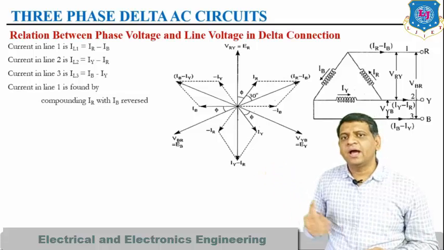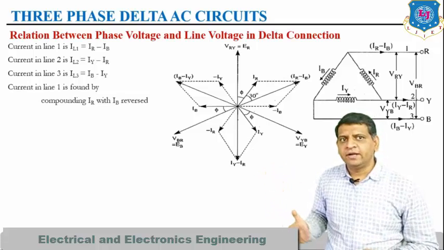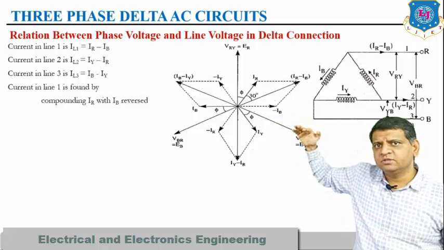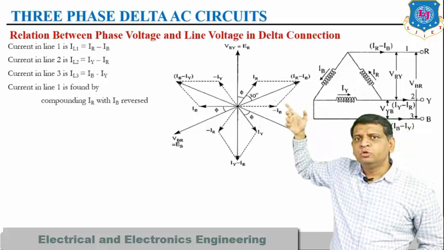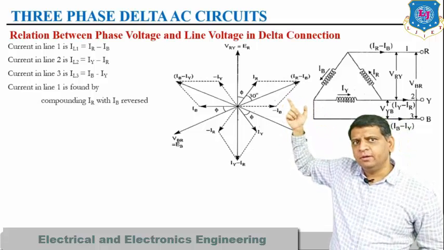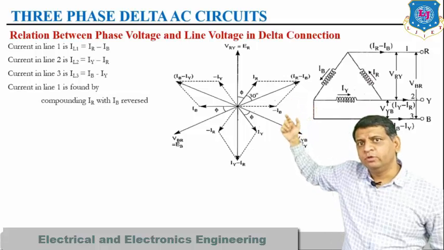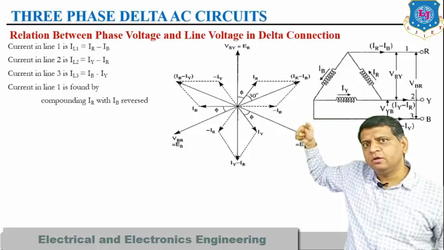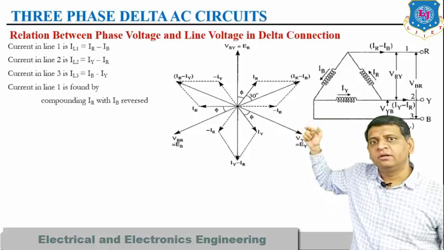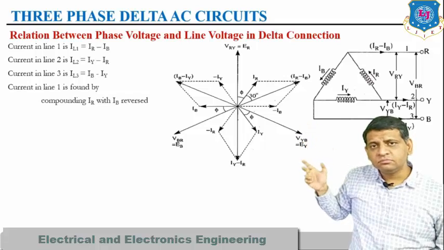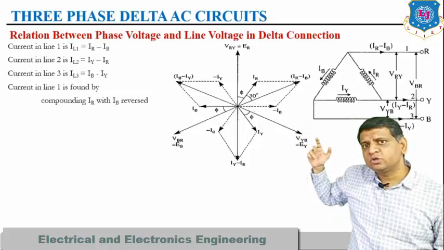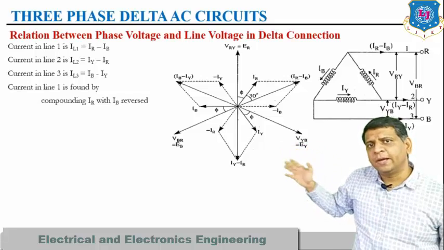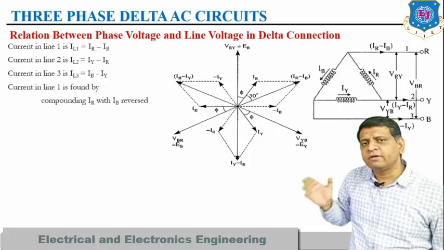First we talk about IL1 is equal to IR minus IB. So the vector of IR is here, and IB is in the opposite direction, it is minus IB. So now we have two vectors, IR and minus IB, and between these I am looking for IL1. Using the parallelogram method, if you find this diagonal, you will find the magnitude of IL1. You can solve using trigonometry, and in the same way use the parallelogram method to find the vectors of IL2 and IL3.